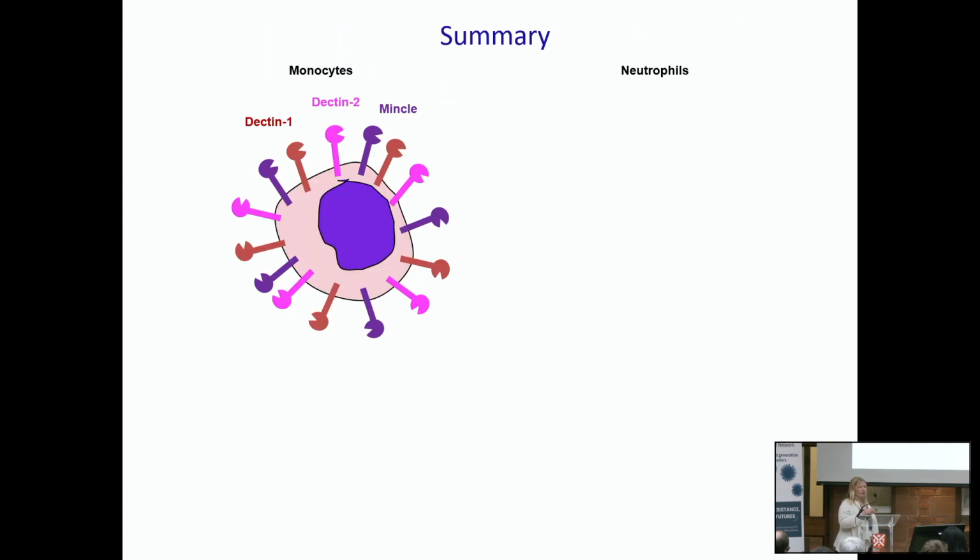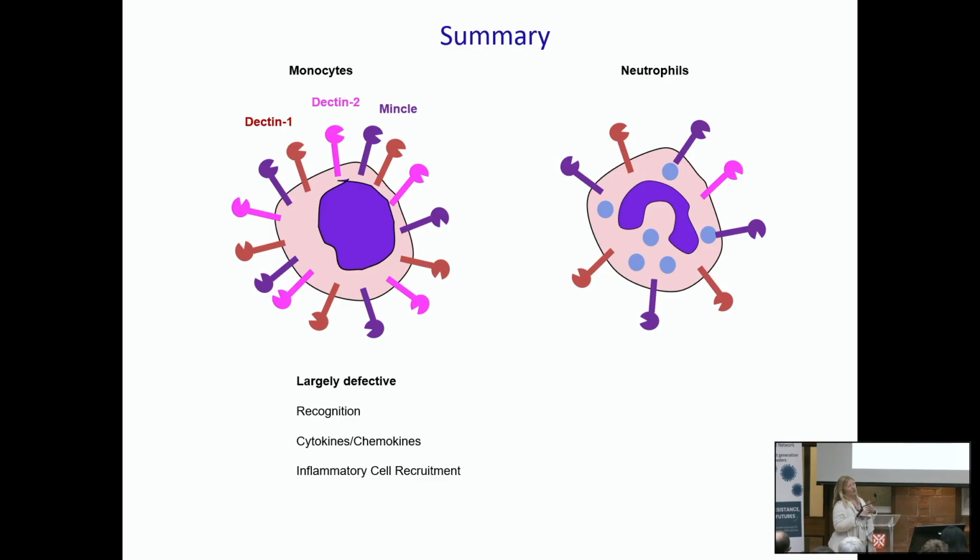So what we think is happening is that these inflammatory monocytes have really high expression of all three of these receptors. When those receptors are absent on these cells, then the recognition and binding of Candida is really reduced. The production of cytokines and chemokines is reduced, and then inflammatory cell recruitment is reduced. Whereas the neutrophils express them, but they seem to be dependent on other receptors for all of these functions. So while the neutrophil functions do not seem to be reduced, because the monocyte function is reduced in these mice, you don't get the neutrophils recruited to the site of infection.